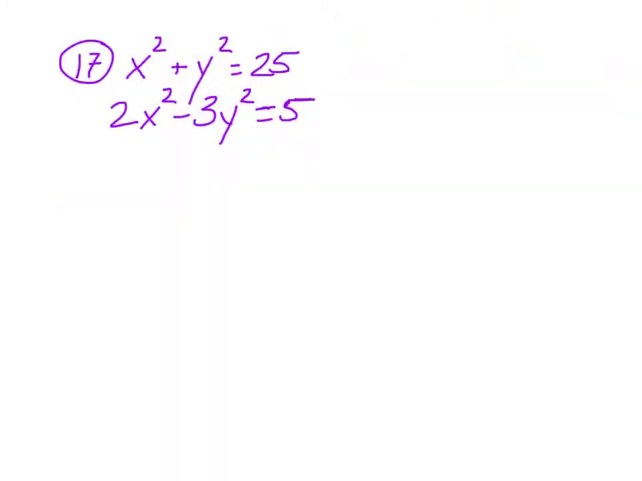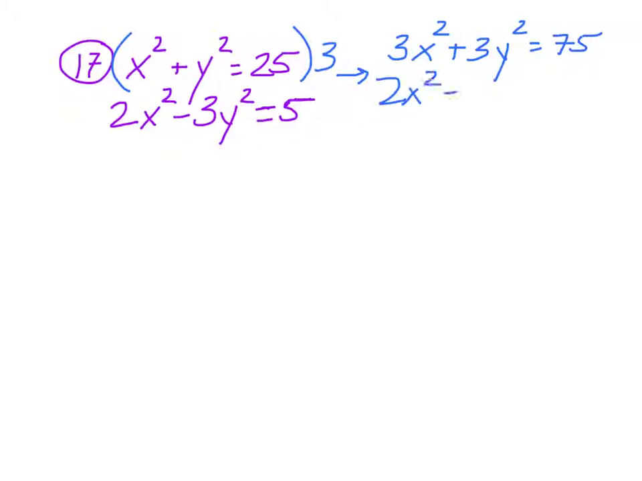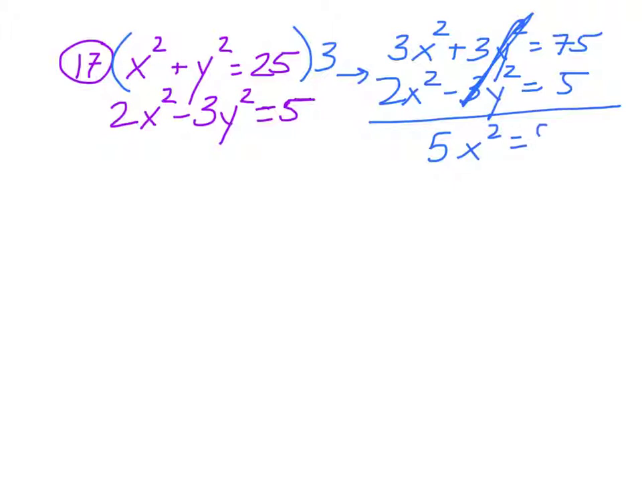One more. I know it makes the video long, but you'll get over it. Okay, so this system here is a great one. I'm going to multiply the top one by 3, and that's going to cancel the y squareds. So 3x squared plus 3y squared equals 75. 2x squared minus 3y squared, and there's the cancel-y part, equals 5. Cancels out. 5x squared equals 80.